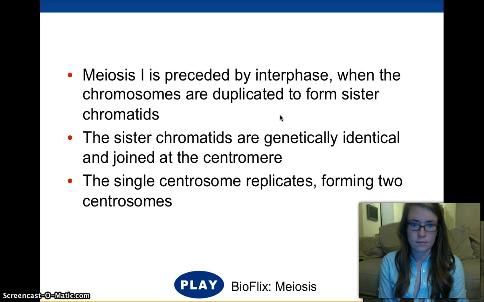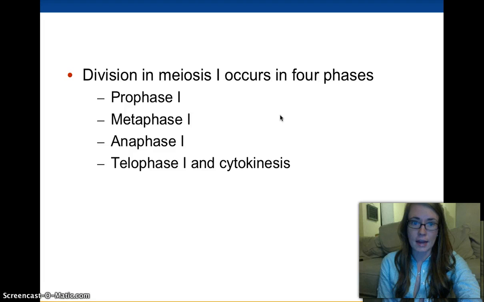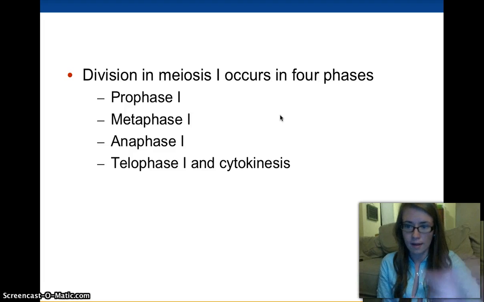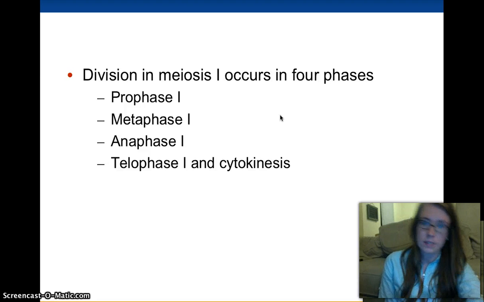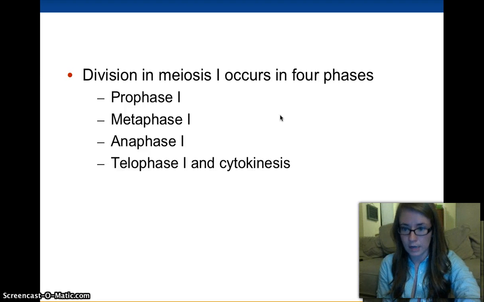And we replicate the centrosome, which is where we make the mitotic spindle. So that's what happens during interphase. And then meiosis 1 has 4 stages. So right here we're not talking about prometaphase. That's okay. So we have prophase 1, metaphase 1, anaphase 1, and telophase 1, cytokinesis as well.